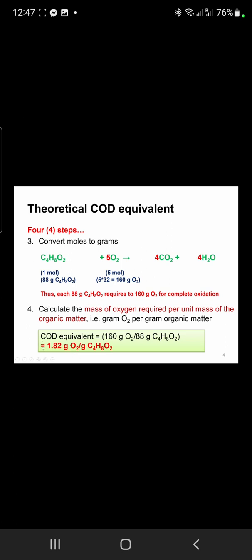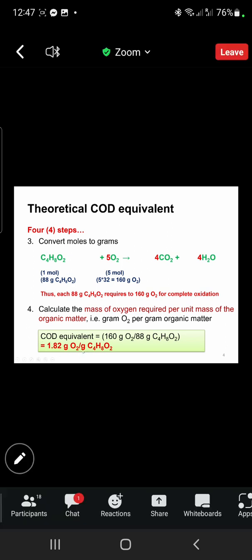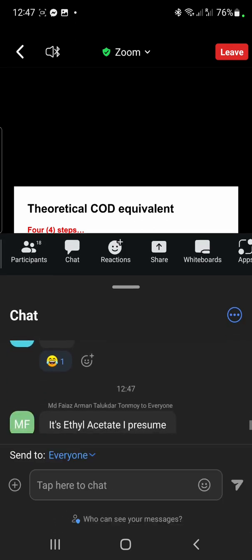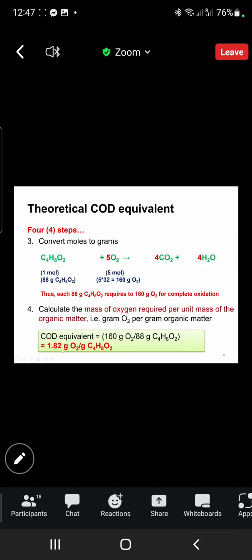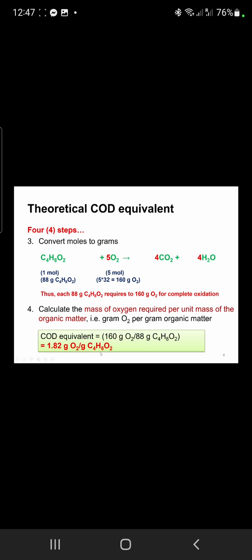But anyhow, you can get the COD equivalent for acetate, right? So the COD equivalent will be 1.82 grams of O2 per gram of acetate. Once you do that, you can write this as grams of COD per gram of acetic acid or acetate. So for instance, if you have 100 grams of acetate, your COD concentration of that acetate will be 182 grams of COD.